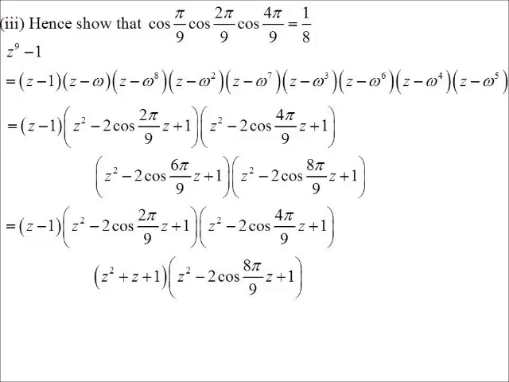I'm grabbing the two numbers that add together to give, in this case, 9, because they will turn out to be conjugates. So again, when I expand these out, I'll get a quadratic. It'll be minus the sum of the roots. But if I've got conjugates, remember what we saw with conjugates, add them together, you get twice the real part. So I've got 2 lots of cos 2 pi on 9.